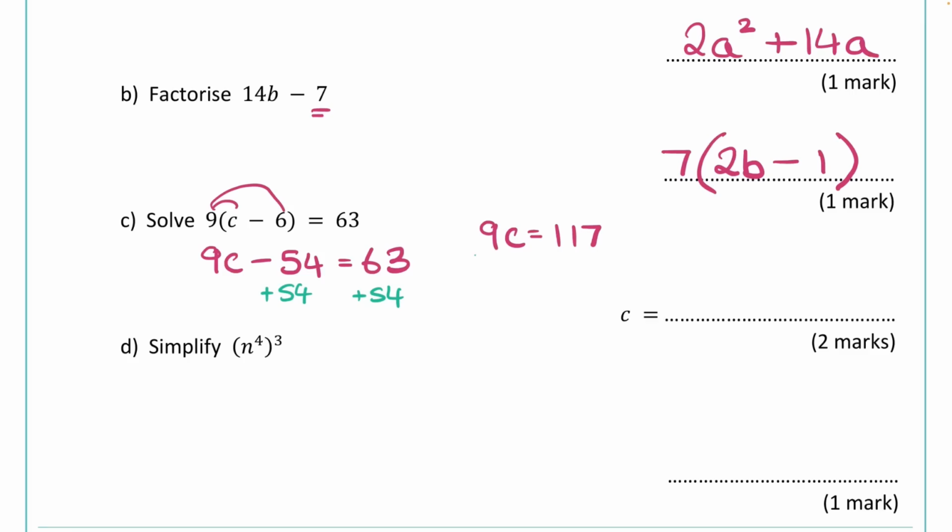And at this point, we need to divide by 9 to get c is equal to, and again, just using your calculator for this, 13. And there we go, that is our final answer. C is equal to 13.